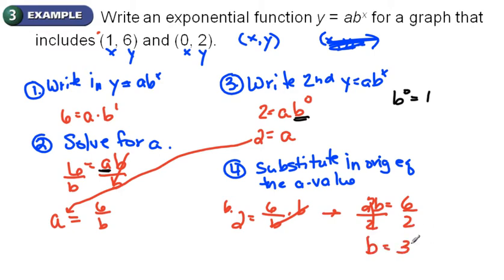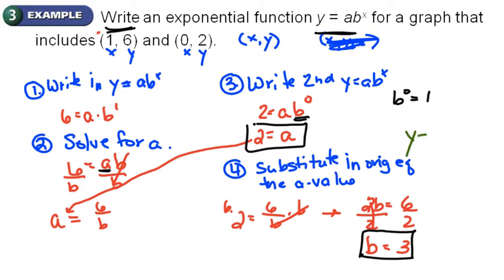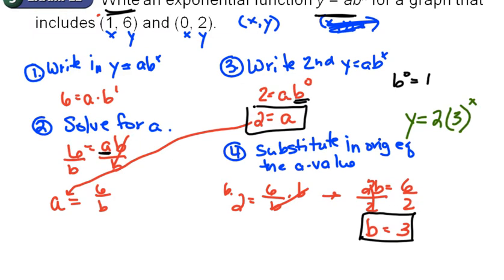Right, so now we have our b value, and we have our a value. So now we have the information to write the exponential function. So the answer is going to be y equals a, which is 2, b, which is 3, to the x power. Okay, so y equals 2 times 3 to the x power.